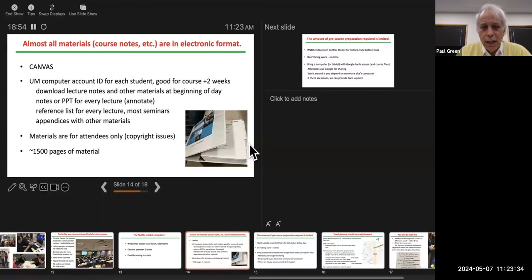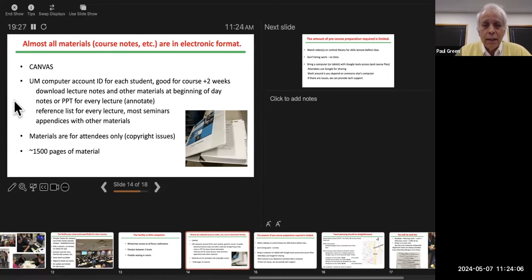Here's a picture of what the notes look like when they're printed. We usually have about 1,300 or 1,350 pages that would fill a book. And then we have another 100, 150, 200 pages of handouts and other materials. I want to emphasize that these materials are only for those attending. There are copyright issues, and if people end up redistributing, that creates all kinds of problems for us because of the copyright agreements that we have in order to publish these materials.